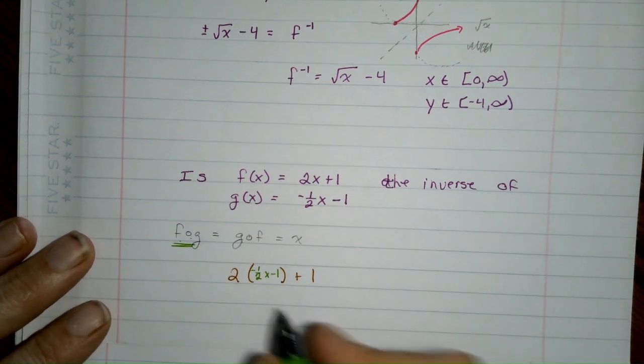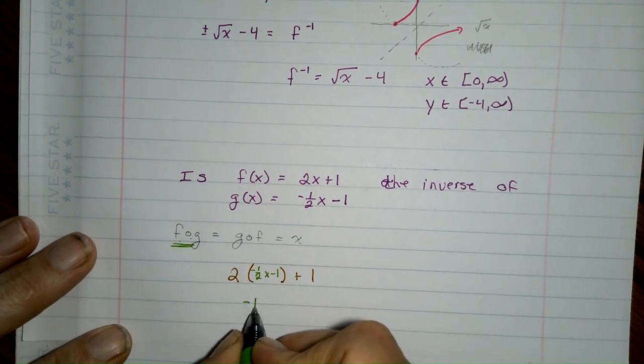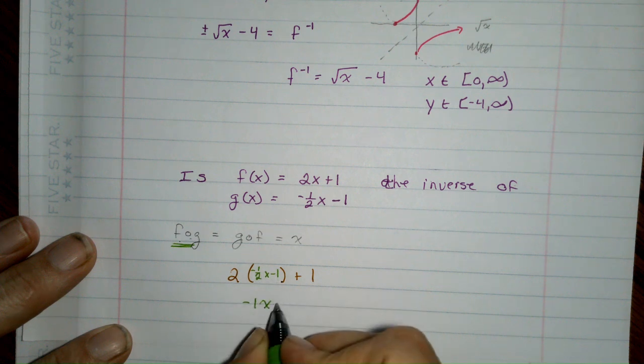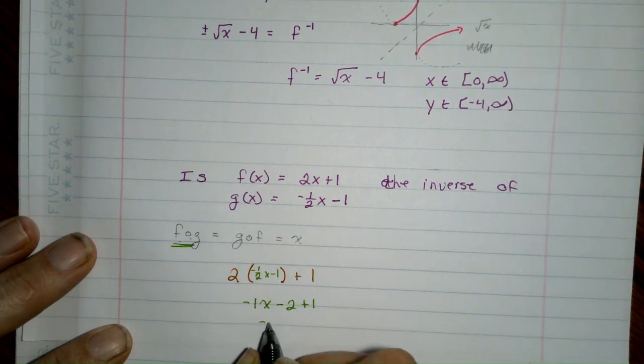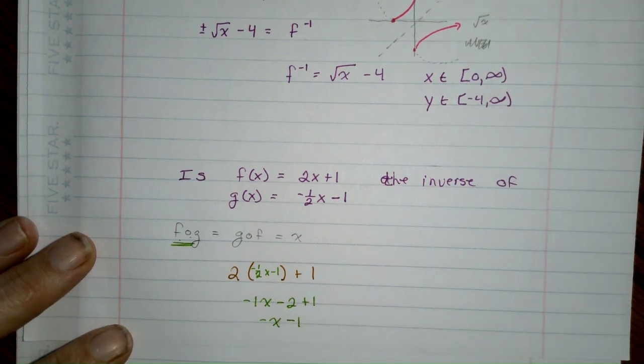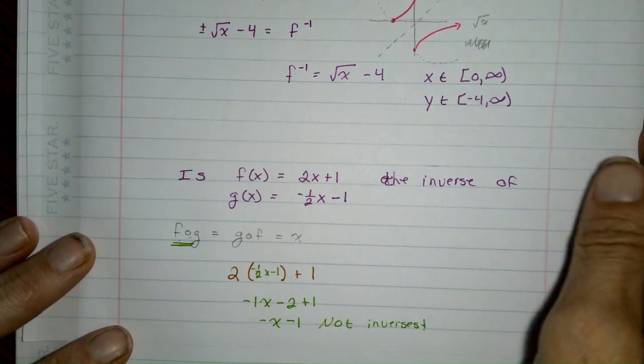Okay, so let's distribute. Negative 1/2 times 2x is negative 1x. 2 times negative 1 is negative 2, plus 1. I'm getting negative x minus 1. Is that just plain old x? No. They are not inverses. Okay. Let's try one more of those.